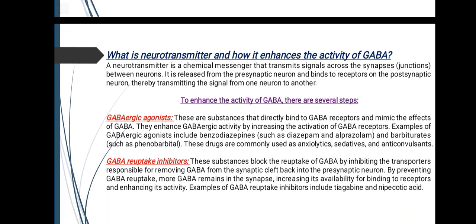What is a neurotransmitter and how does it enhance the activity of GABA? Now we discuss this. A neurotransmitter is a chemical messenger that transmits signals across the synapse junctions between neurons. It is released from the presynaptic neuron and binds to receptors on the postsynaptic neuron, thereby transmitting the signal from one neuron to another neuron.